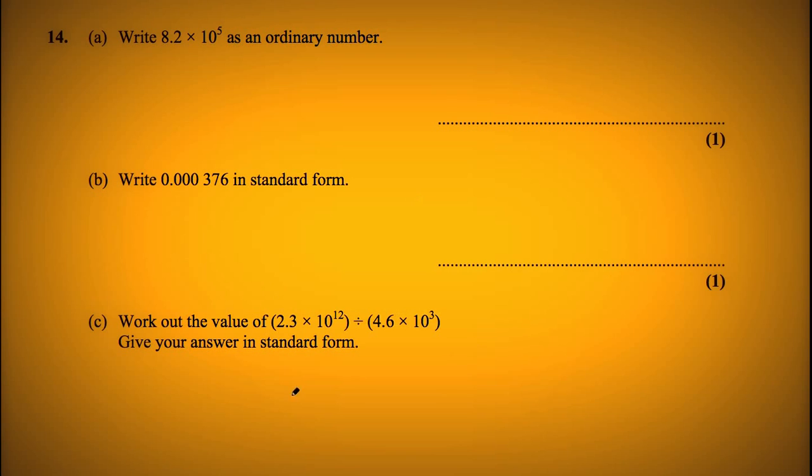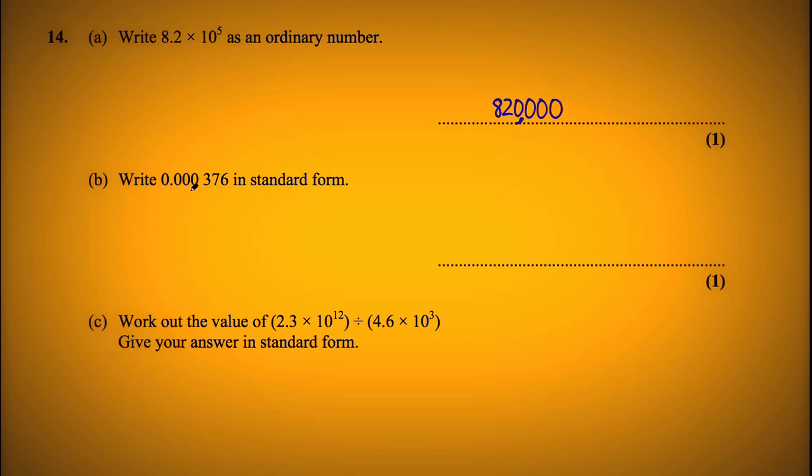Question 14. Write 8.2 times 10 to the power of 5 as an ordinary number. Well, 8.2 times 10 would be 82, times 10 squared, times 10 cubed, times 10 to the power of 4, times 10 to the power of 5. It's 820,000. Make sure that's a comma, not a decimal point, just in case. There's actually no need for a comma there. If it's got the right number of zeros, that's fine.